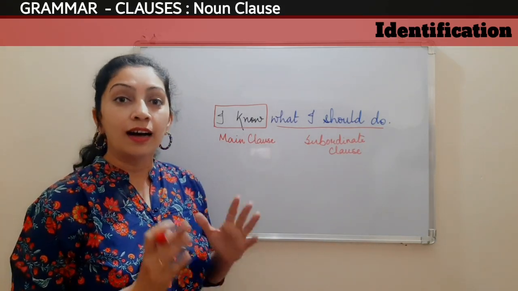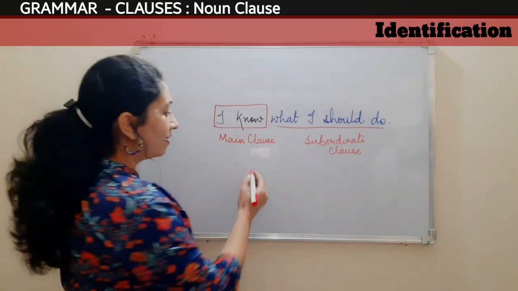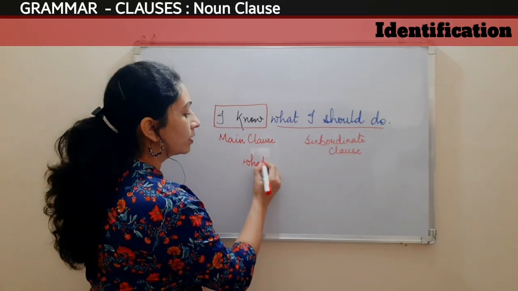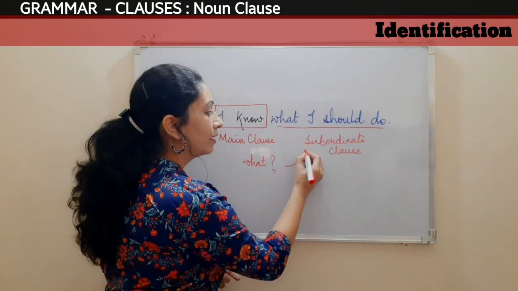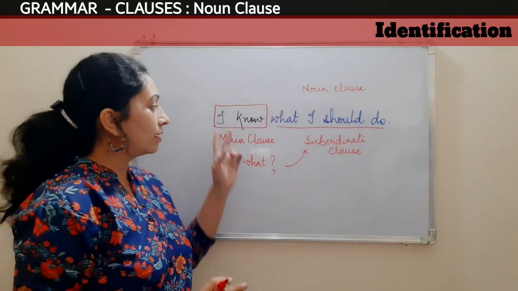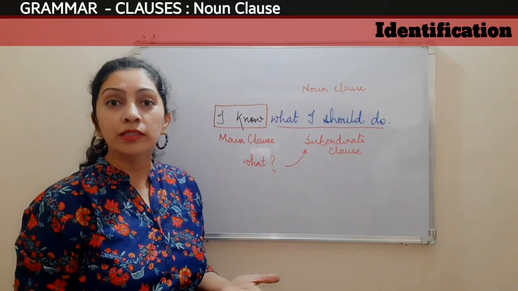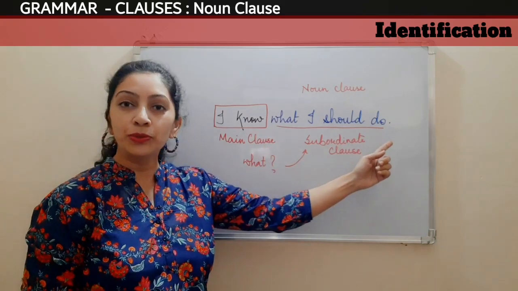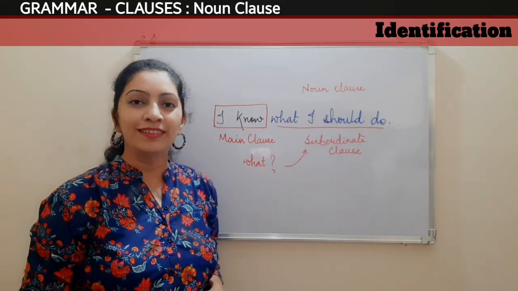Very simple. Ask the question "what" to the main clause. Ask the question "what" to the main clause. And if you get an answer, for example, "I know." Now to the main clause, I'll ask, "I know what?" "What I should do." Now since this gives me an answer of what, this becomes a noun clause.